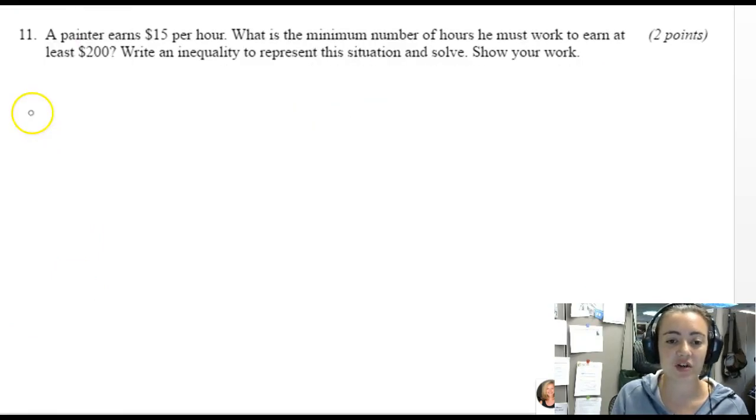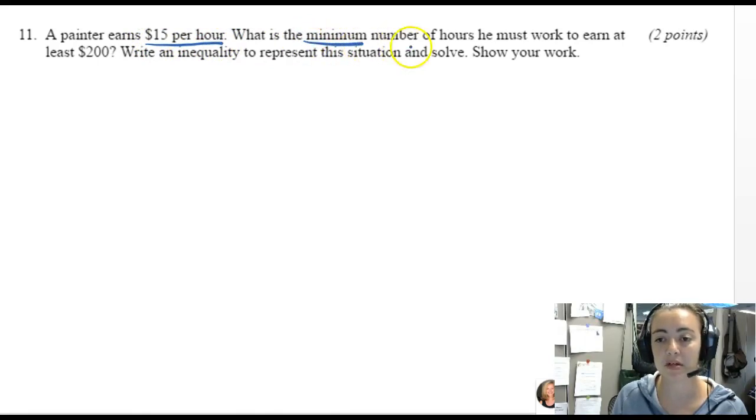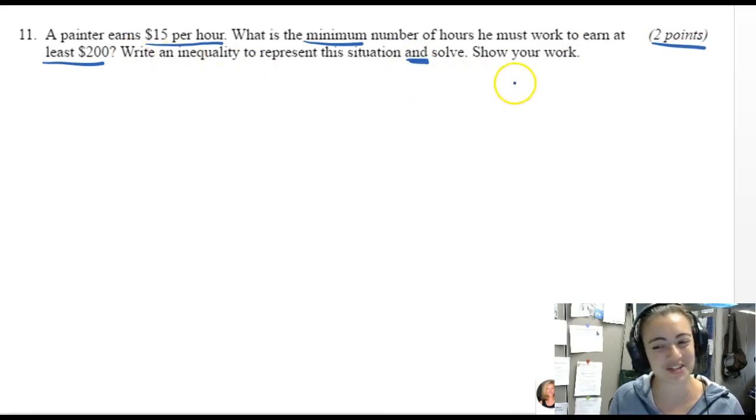Alright, the last question here was a work pad. That's number 11. A painter earns $15 per hour. What is the minimum number of hours that he must work to earn at least $200? Write an inequality to represent the situation and solve it. So this is 2 steps. That's why it's 2 points. 1 to write it, 1 to solve it.